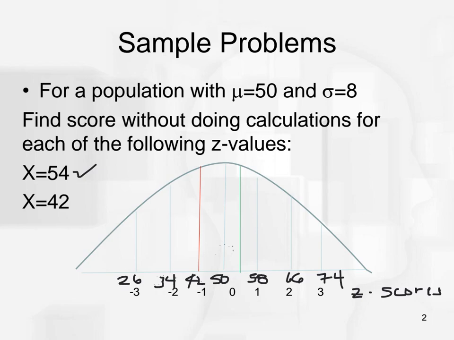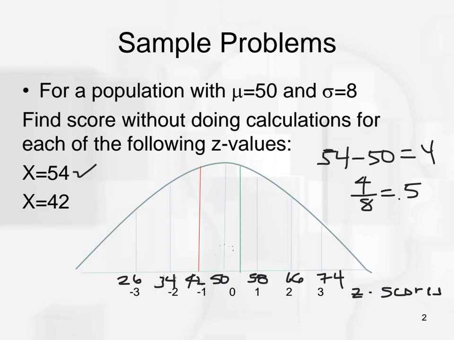Another way that we could do that certainly is we could use our equation. If we looked at 54 minus 50, we'd see that we had 4. So we're halfway between 50 and 58, which really means we're at a 0.5 standard deviation. And if we went ahead and did the rest of the problem, we'd see that it takes us to 0.5. All right, so that's easy enough.